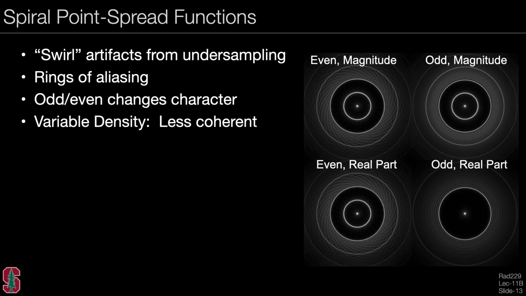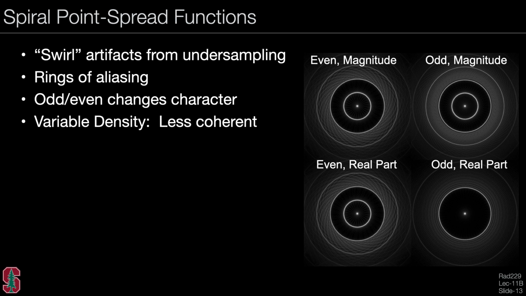So here is an example of point spread functions for an even number and an odd number of interleaves. At the top, you see that the magnitude of the point spread function is pretty similar, especially in the inner ring here, which corresponds to inside the field of view. Notice that when you have an odd number of interleaves, you actually have a less coherent swirl pattern on the outside, which actually has lower energy. These are all plotted on a logarithmic scale.